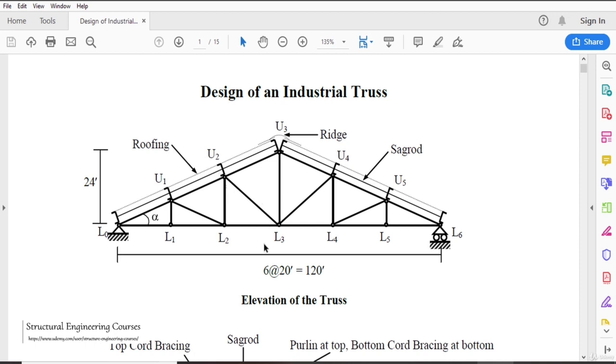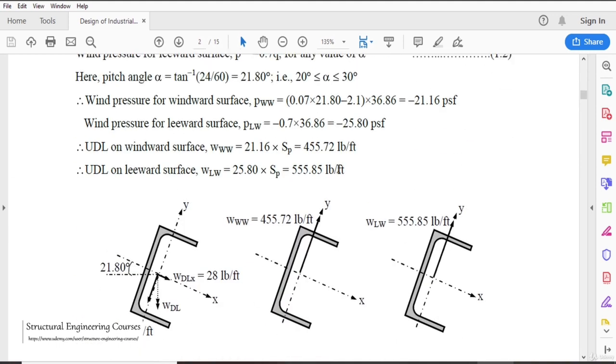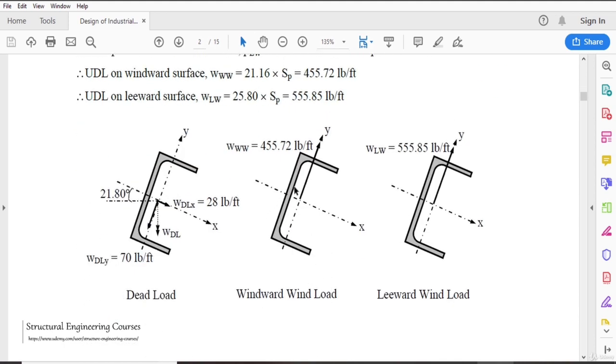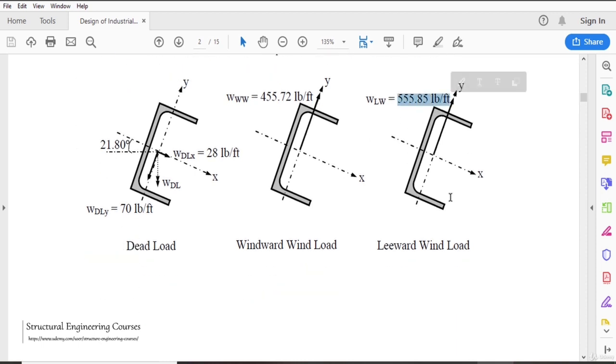The wind load is calculated in psf. We multiply the effective span of this purlin to calculate the UDL. So we multiply 21.16 into SP and 25.8 into SP to find the UDL on the windward surface as 455.72 pound per foot and on the leeward surface as 555.85 pound per foot. So these are the same very simple calculations. And for the windward wind load, you can see that along the local axis, the loading comes out to be 455.72 pound per foot, and on the leeward surface it comes out to be 555.85 pound per foot.